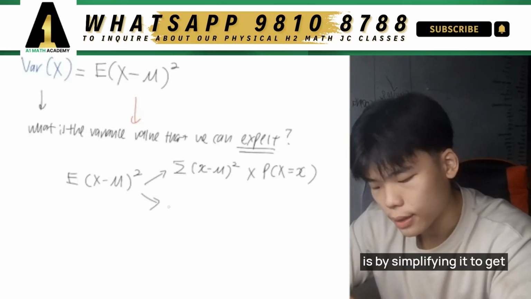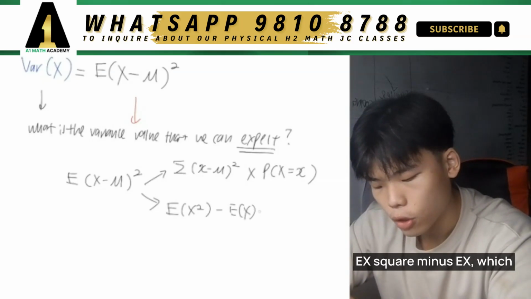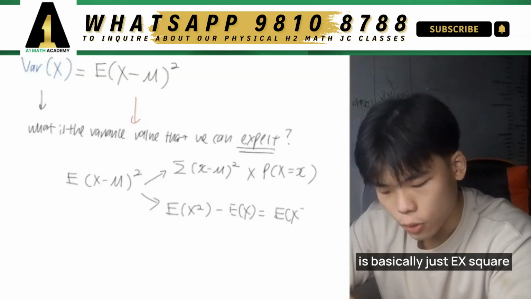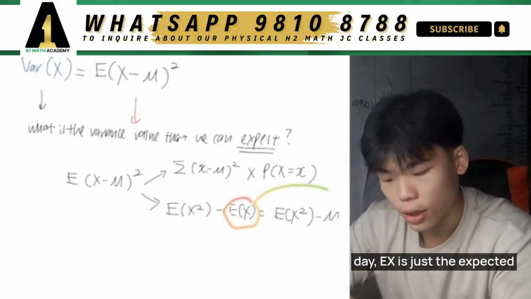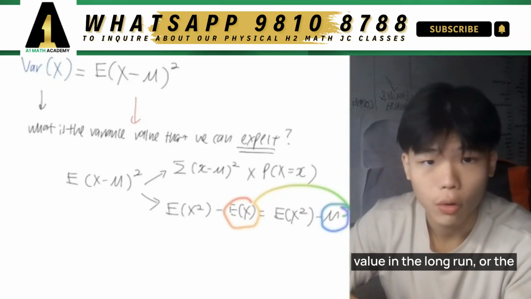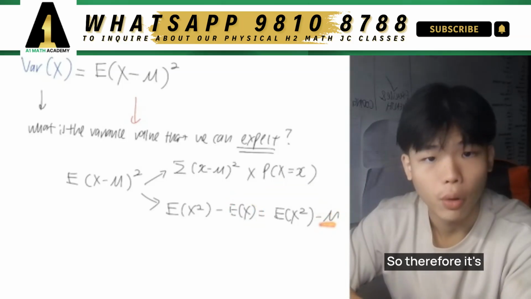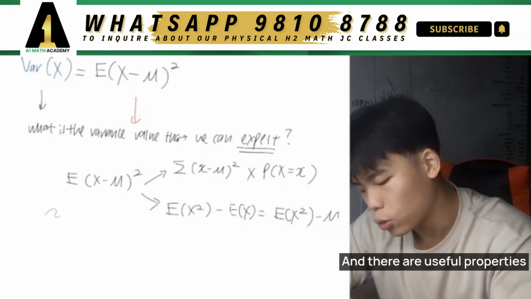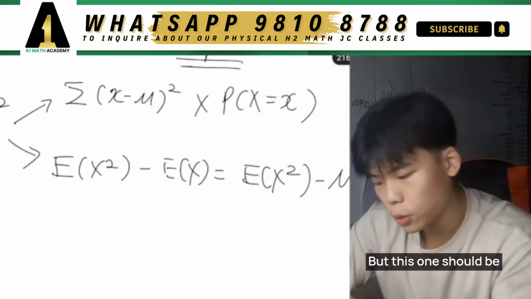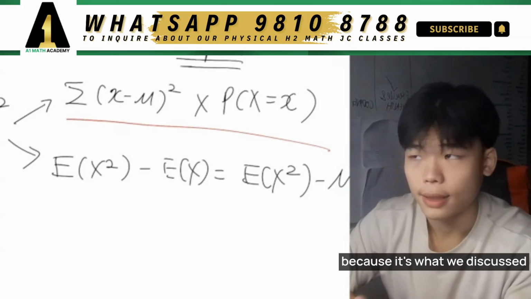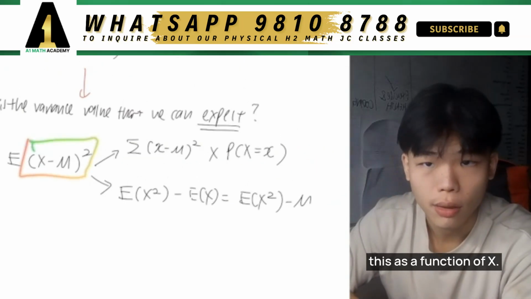Another way of writing it is by simplifying it to get E[X^2] minus (E[X])^2, which is basically just E[X^2] minus the mean squared, right? Because at the end of the day, E[X] is just the expected value in the long run, or the expected average value in the long run, which is the average. So therefore, it's the average, right? And there are useful properties for this that I will go through later on, okay? But this one should be relatively straightforward because it's what we discussed earlier on, where you treat this as a function of x.